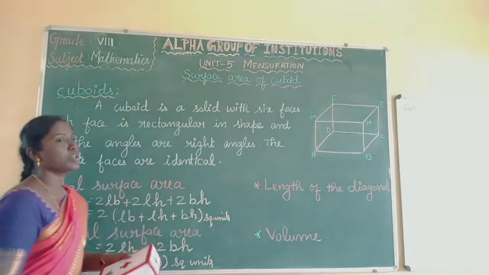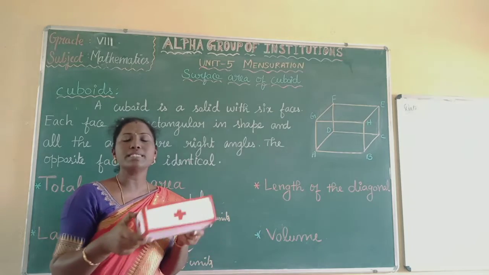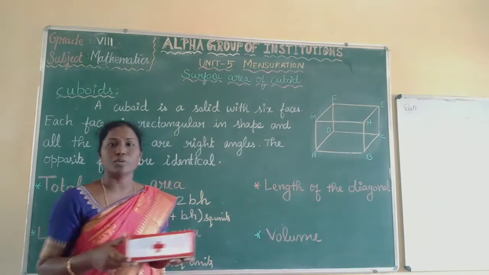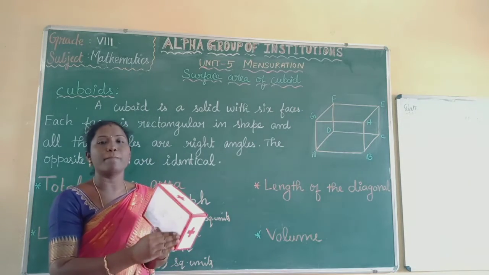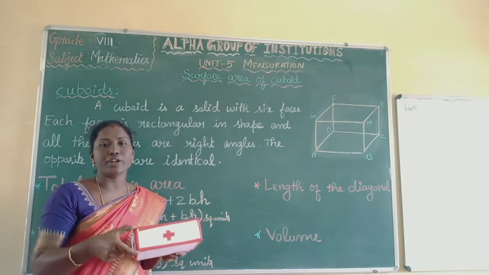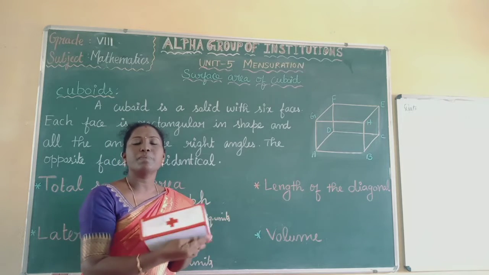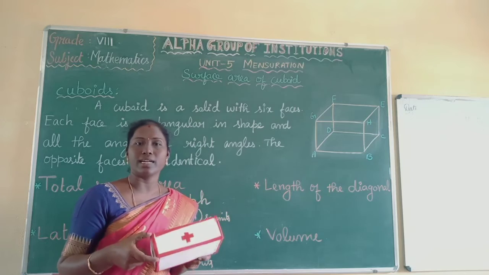Now coming to the volume of the cuboid. If you want to say the volume of this box, volume of the box means we will say the capacity of the box. To calculate the capacity of the box, we have to calculate the base area and height of the container. Whatever the shape is, the volume is given by the base area and height of the container.